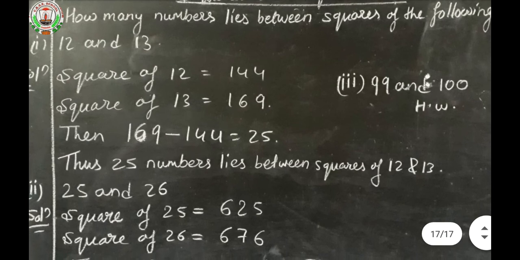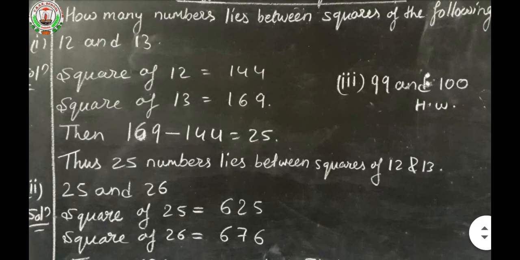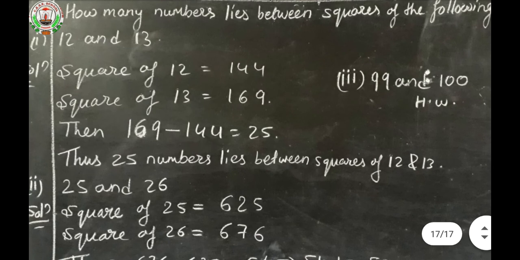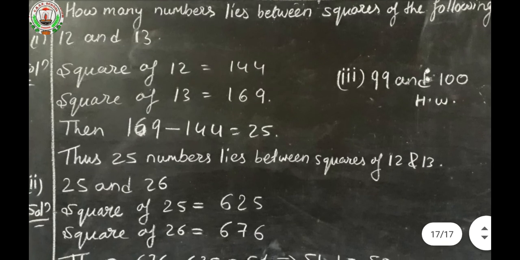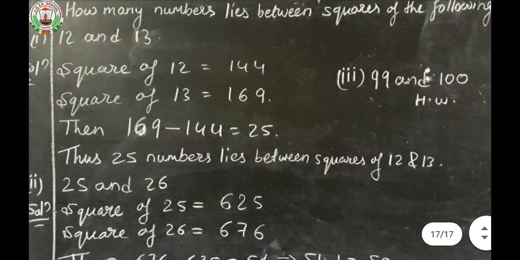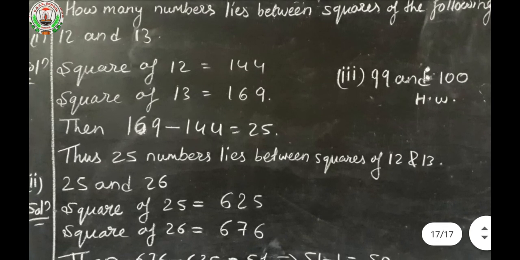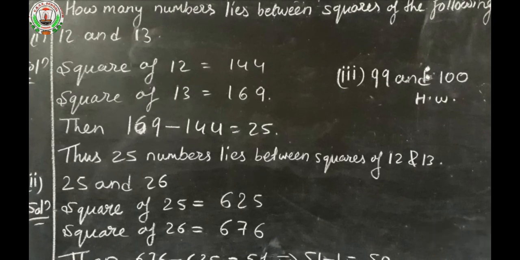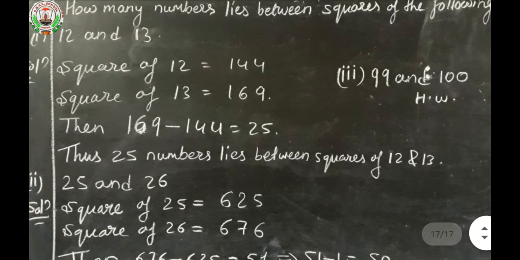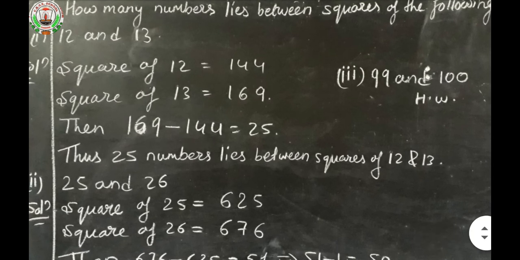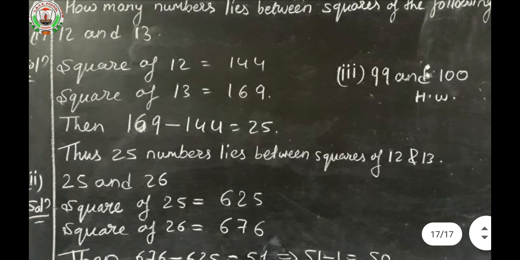Now the ninth question. How many numbers lie between the squares of the following? Do you remember n square and (n plus 1) the whole square? 2n numbers lie between n square and (n plus 1) the whole square. This property we have to use here. So 12 and 13 are the two numbers, isn't it? We have to find the number of numbers which lie between the squares of 12 and 13.